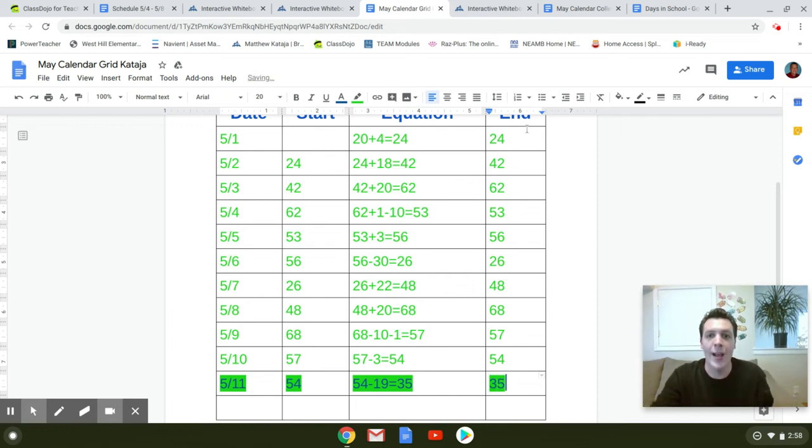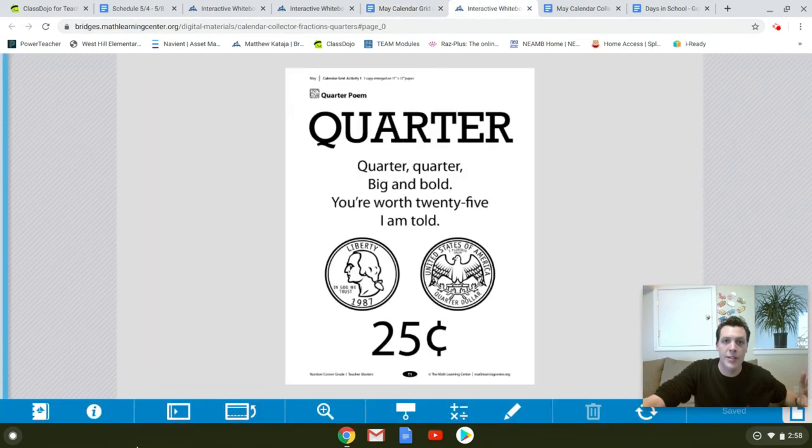All right. So right now, Tad is on the number 35. We did a lot of subtracting. We know that we're taking away tens. We're taking away ones. Now let's move on to our next thing, and that is our quarter poem.